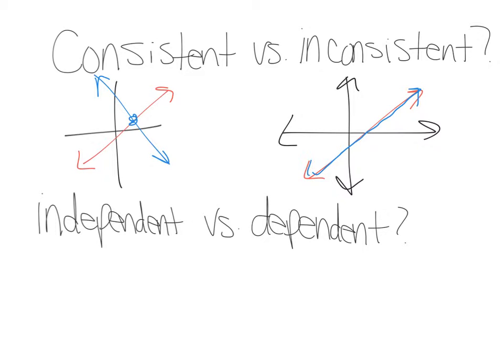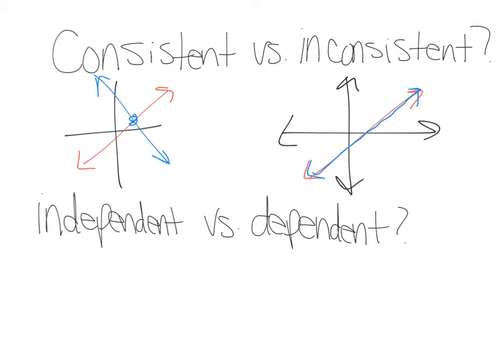Okay, these lines coincide, one's graphed right on top of the other. This is also consistent because they are touching at least one point. And for this one, it's actually infinitely many points. Those are consistent. Inconsistent would be if we have parallel lines.